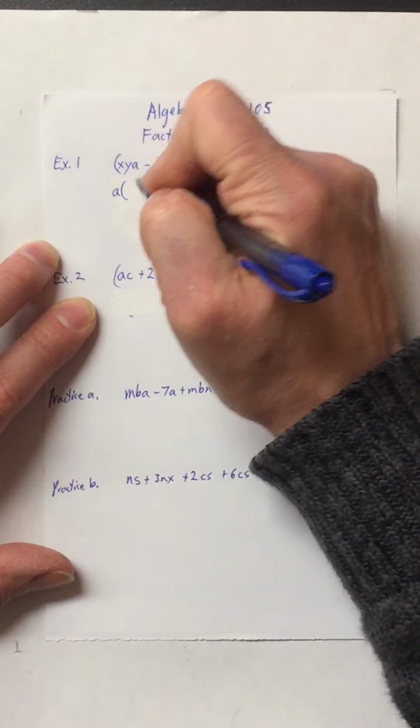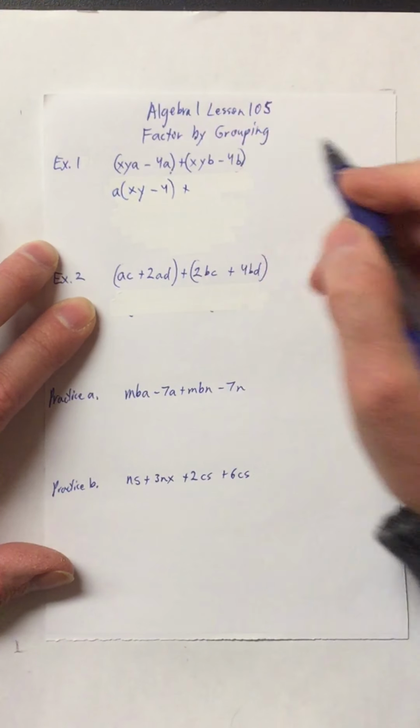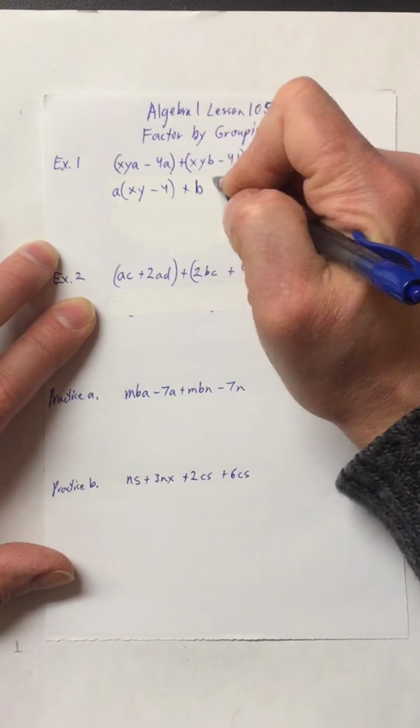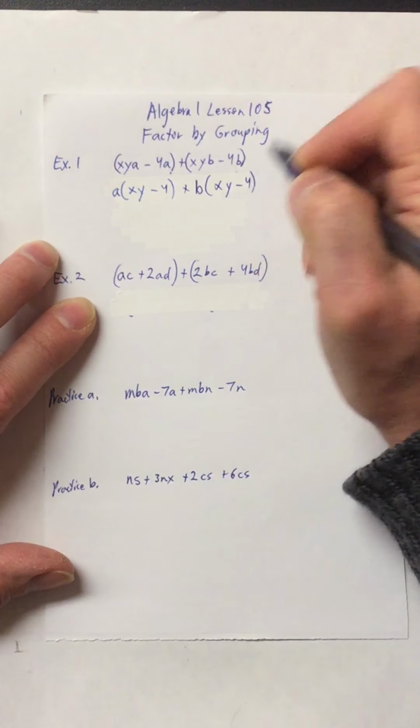So let's take an a out. I'm left with xy minus 4. In the second set of terms, you can see they both have a b. So let's take a b out. I'm left with an xy minus 4.